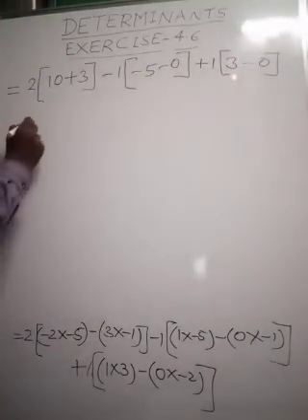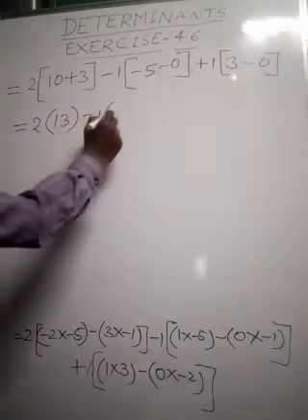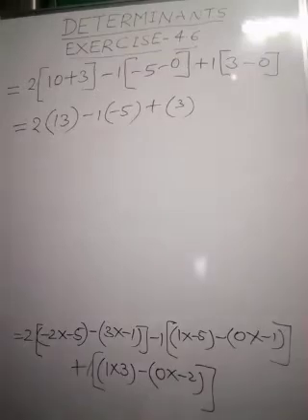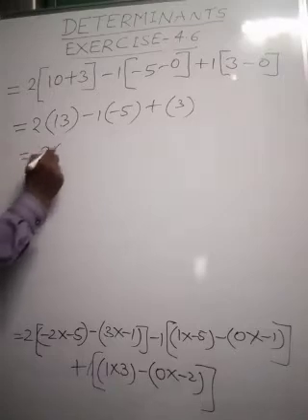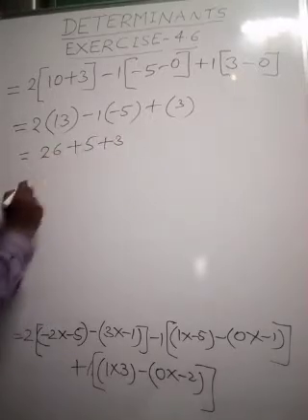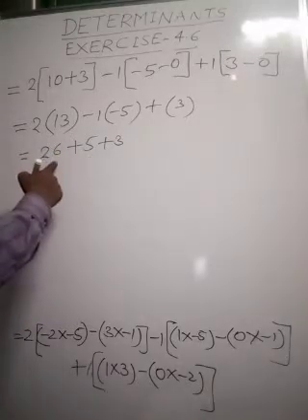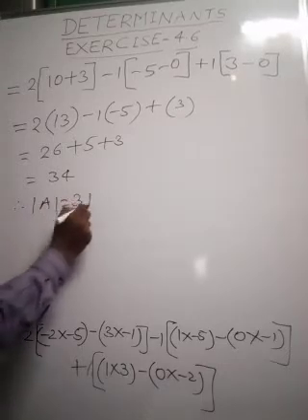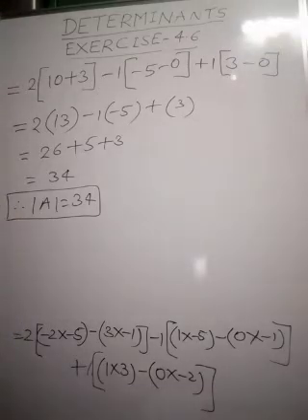Right. That is equal to 2 into 10 plus 3, what do you get? 13. Minus 1 into, what do you get in the brackets? Minus 5. Plus 1 into what will you get in these brackets? 3. Understood this line? That is equal to 2 into 13, which is 26. Minus 1 into minus 5 gives plus 5, and plus 3. Finally, by adding these three numbers, we get 31, 34. So finally, delta is equal to 34. This is the delta value. Understood, my dear children?